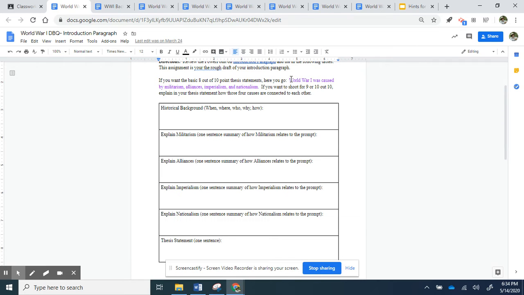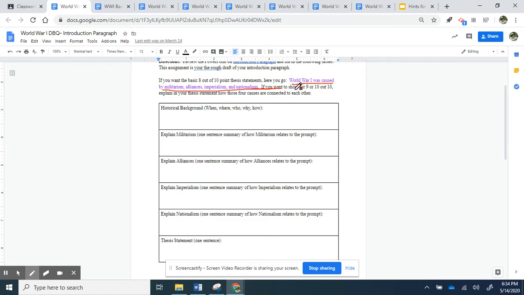Okay, I put an 8 out of 10 thesis statement up here in purple. World War I was caused by militarism, alliances, imperialism, and nationalism. You can use that as your thesis statement.